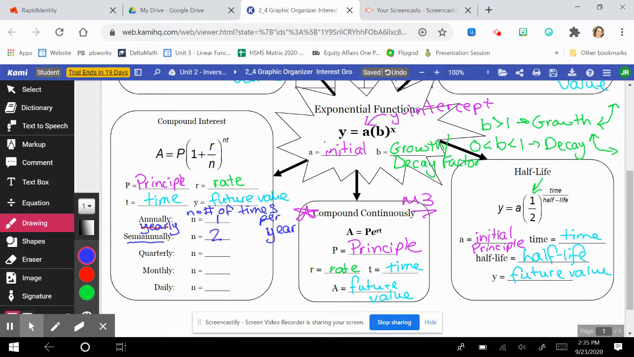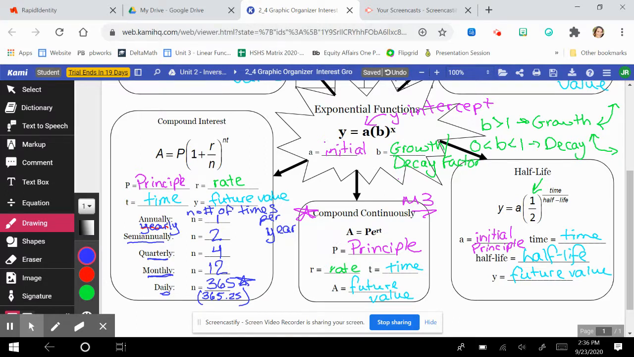Semi-annually means twice a year. Quarterly, well, think how many quarters are there in $1? 4, or quarters in a basketball game, however you want to think of it. Monthly, there are 12 months in a year, so that would be 12. Daily would be 365. If you want to get technical, it would be 365.25 because of the leap year, but we don't use that one.